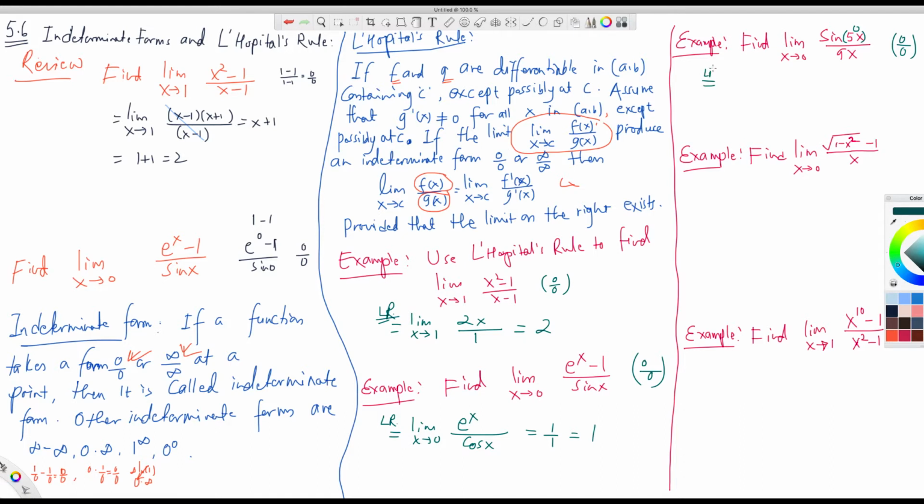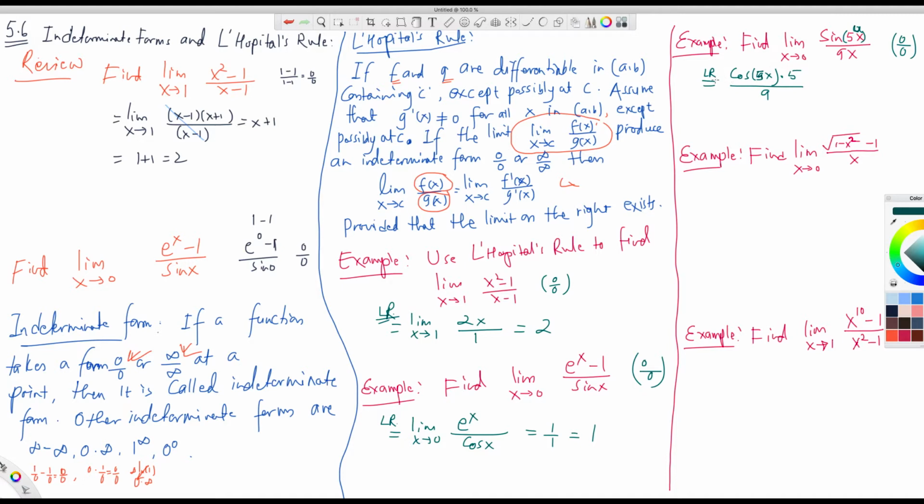So how do I use L'Hopital's rule? Find the derivative of the top. It is like sine u, you see that? What is the derivative of sine u? It is cosine u, where u is 5x. Cosine u times the derivative of u, which is just 5, over the derivative of 9x, which is just 9, right? Because we are finding the derivative of the top separately and the derivative of the bottom separately, and then plugging in the limit.